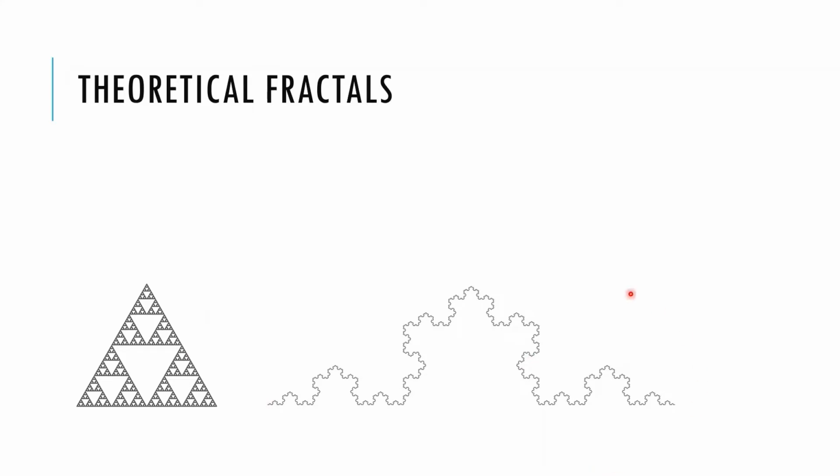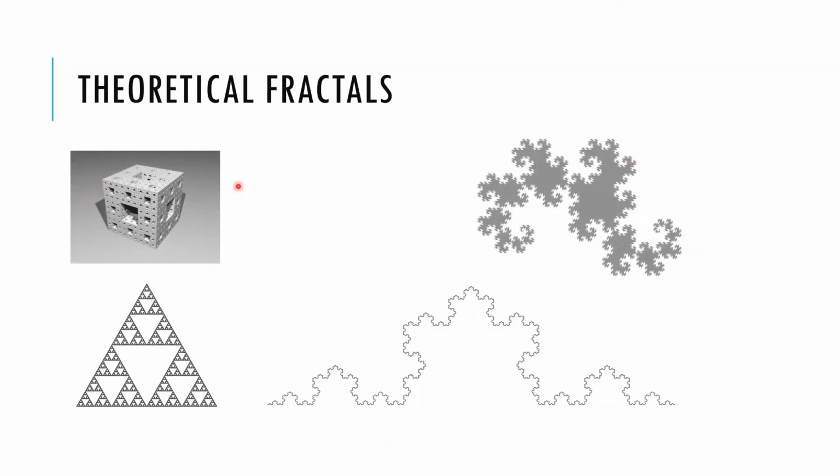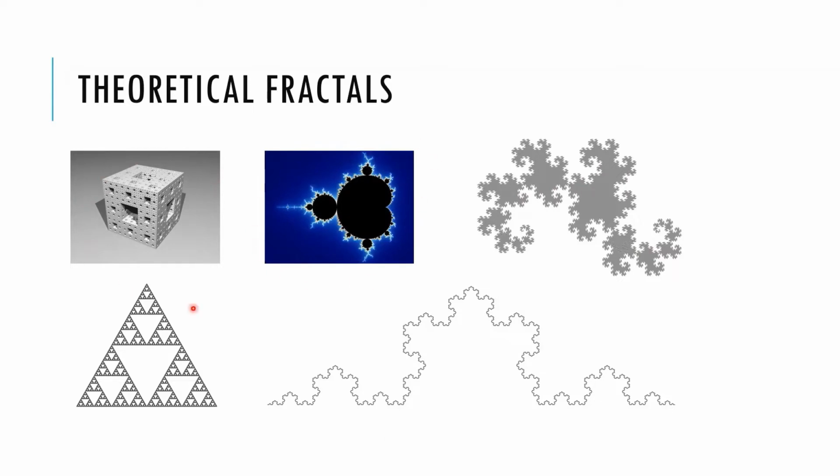One of the first kinds of fractals is the theoretical fractal, which are usually mathematically exact and have exact self-similarity. Some examples include the Sierpinski triangle, the Koch curve, sometimes made into a Koch snowflake, the dragon curve, the Menger sponge, and the Mandelbrot set.